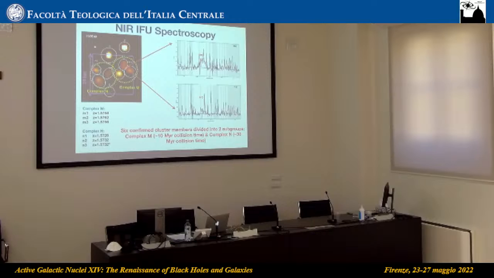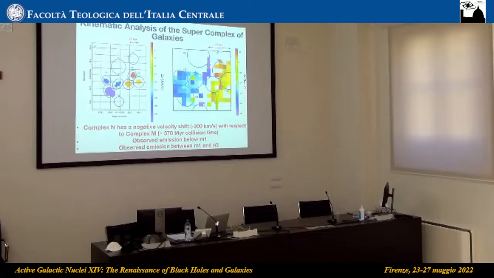Also, using IFU spectroscopy, we were able to create two different velocity shift maps of the emission of the narrow H-alpha line. On the left, we can see the velocity shift map of the emission of the single sources, while on the right, we have the map of the diffuse emission of the narrow H-alpha line. As we can see, complex M and complex N are approaching each other with a velocity shift of 300 kilometers per second, and they are at a projected distance of 13 kiloparsec. So they will merge on a time scale of almost 400 mega years.